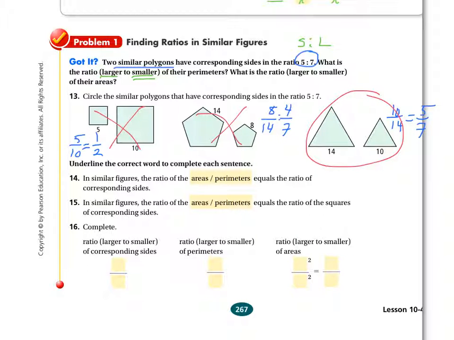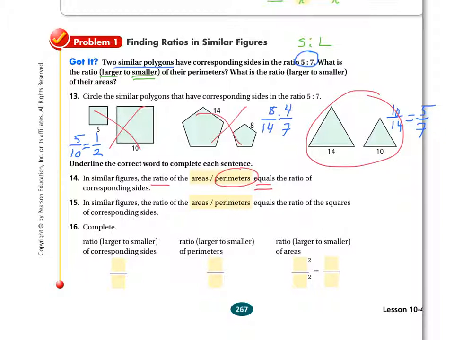So number 14, in similar figures, the ratio of the areas or perimeters equals the ratio of the corresponding sides, which is the same, area or perimeter. They want to know what's the ratio that equals the ratio of the corresponding sides. Is it perimeter or area? Which one's squared? The area, so it has to be the perimeter.